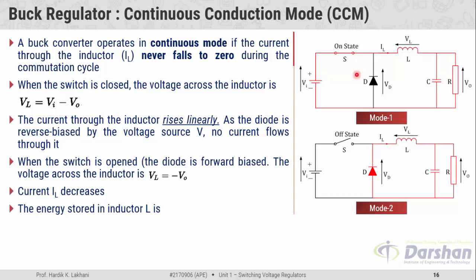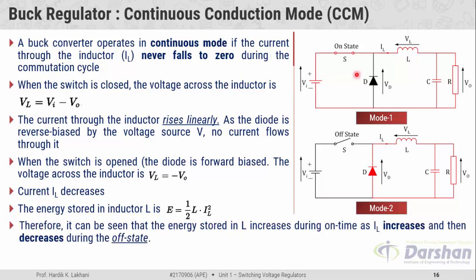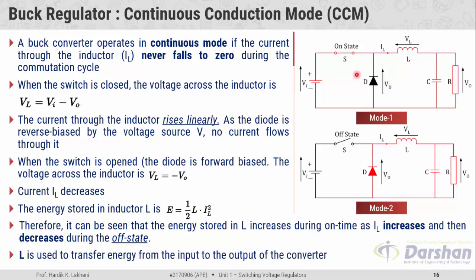The energy stored in the inductor L is generally represented by the equation E is equal to 1 half L I square. Therefore, it can be seen that the energy stored in L increases during the on time as IL increases and then decreases during the off time. So the task of the inductor is to transfer the energy from the input to the output of the converter.